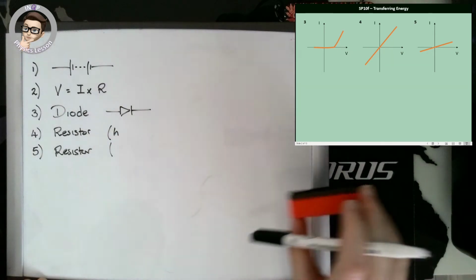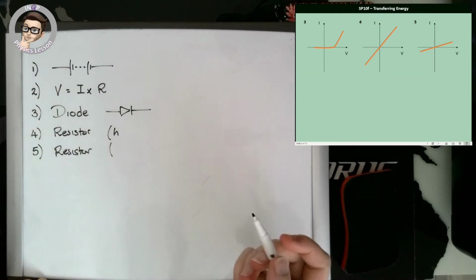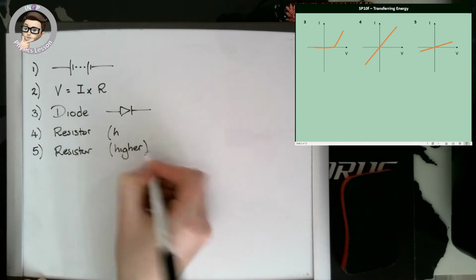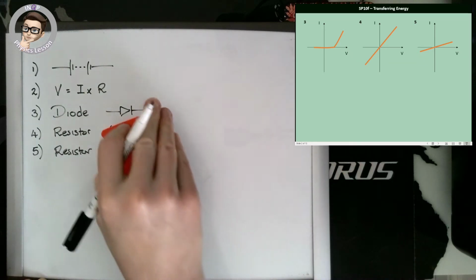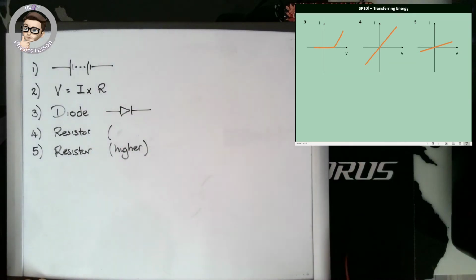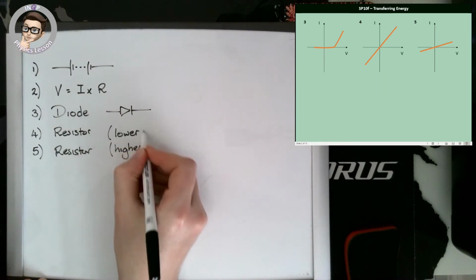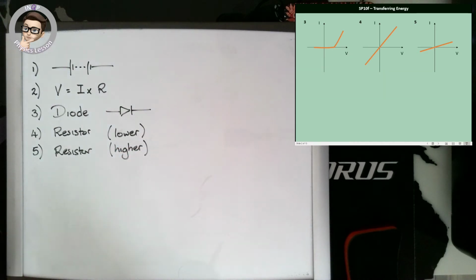If it's got a lower current for a higher potential difference, it is the higher resistor, so the higher value resistor. And if it has a higher current for the same potential difference, then it is a lower resistor, because that means you can get more current through, there's less stopping it.